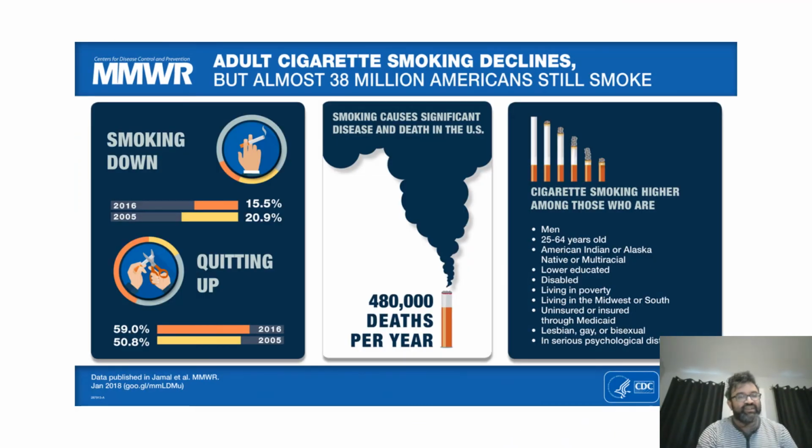And then last but not least, we end with an important public health matter, smoking. 38 million Americans still smoke. 480,000 deaths per year. And most commonly, the demographics for this is male, 25 to 64 years of age, American Indian or Alaska Native or multiracial, educated, disabilities, living in poverty, living in the Midwest or the South, uninsured, lesbian, gay, bisexual, and serious psychological distress.